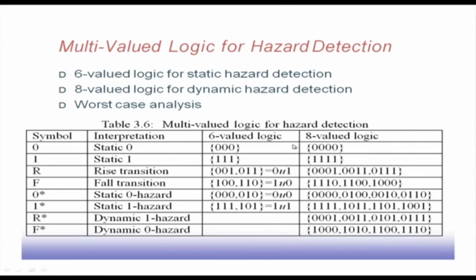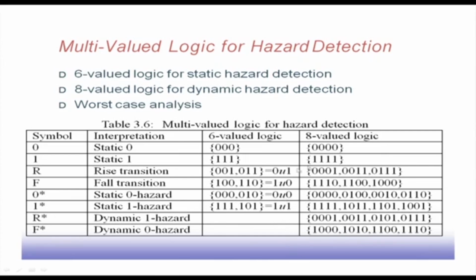Same thing if we extend to 8 valued logic, then it is like this: 0 is coded as 4 zeros, 1 is coded as 4 ones. A rise transition is represented by tuples like 0 0 0 1, 0 0 1 1, because there is a rise. So, it is going from 0 to 1. You see in all the cases the signal line is going from 0 to 1. In between if you sample, you may get a 0 0, 0 1 or 1 1. So, that way it is coded.